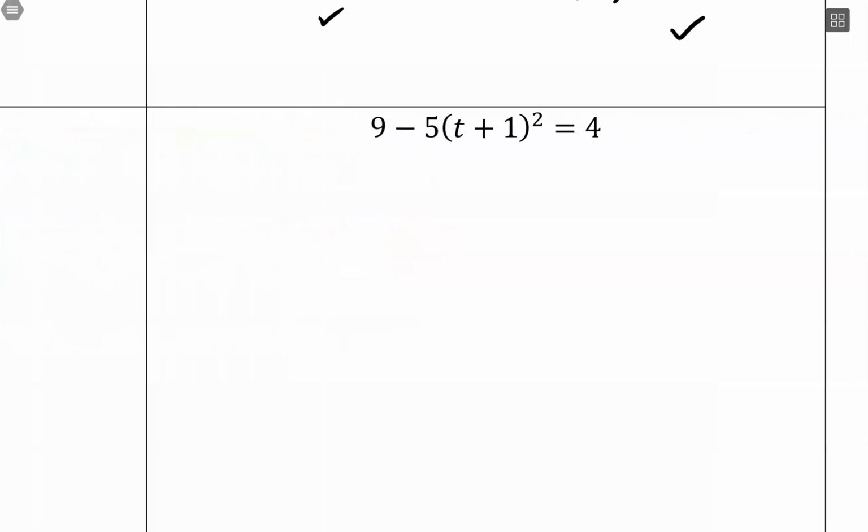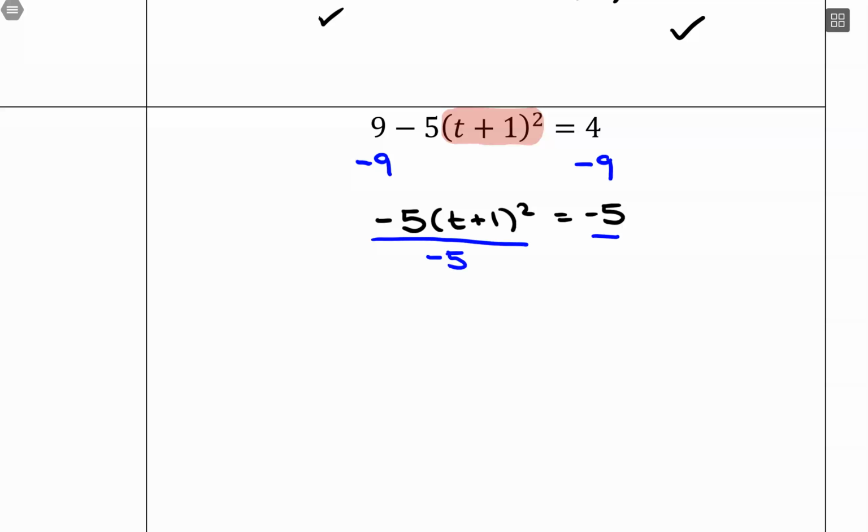Okay, one more example here, and with this one, there's a whole expression underneath the exponent of 2. So what I want to do with the square root method here is isolate this t plus 1 squared to one side of the equation. To do that, I'm going to subtract 9 from both sides. So I'll have negative 5 times t plus 1 squared equals negative 5. Divide by negative 5, divide by negative 5. So then I have t plus 1 squared equals positive 1.